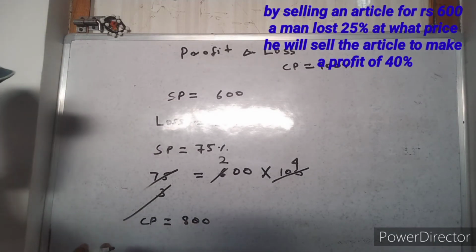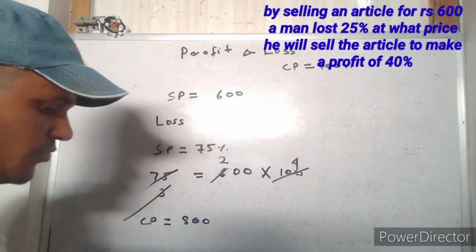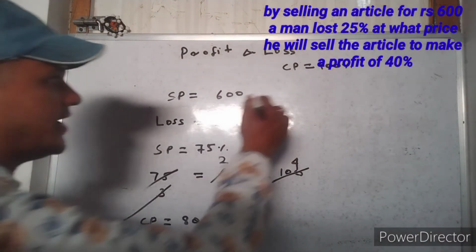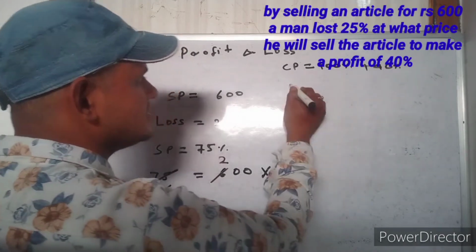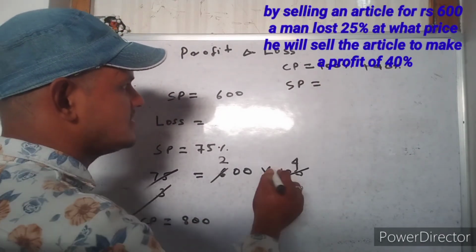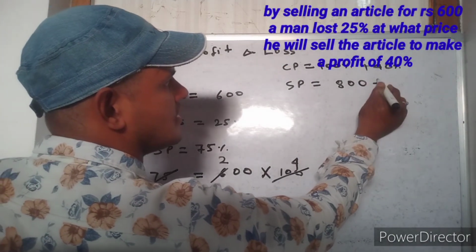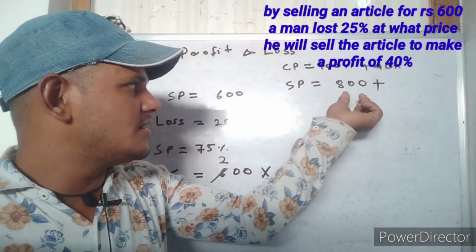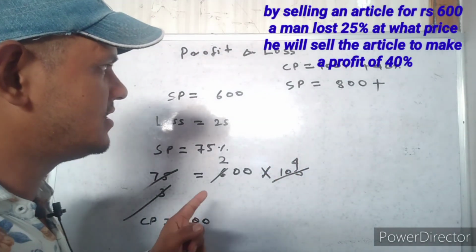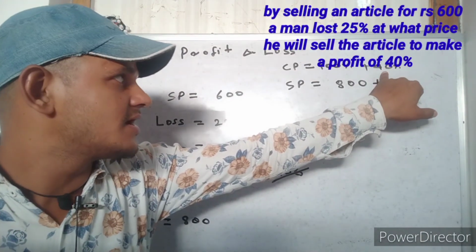So CP equal to 800, and our target is to find the price at which he will sell the article to make a profit of 40%. 100% plus 40% will be the selling price, right? CP is given 800 and 40%. 40% means, 50% will be half of this number, 400, and this is given 40% and I have taken 50%.